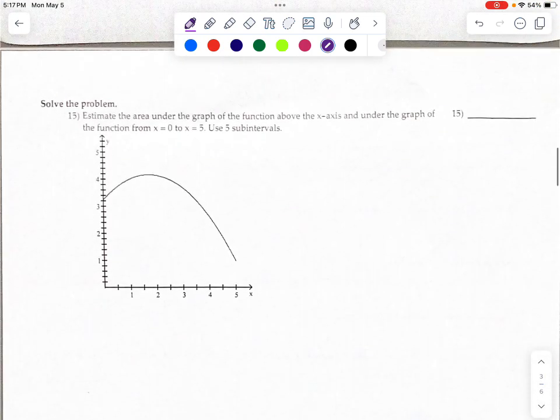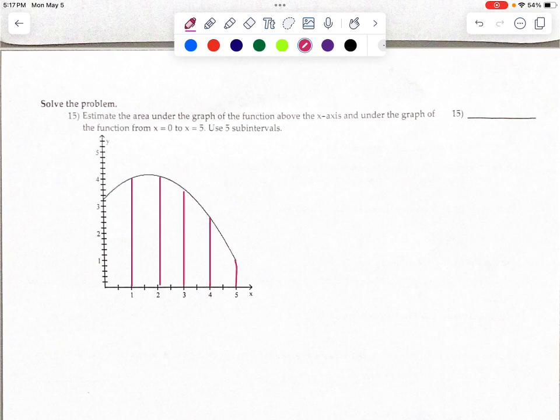And then the last one, we're finding the area under a curve. Here they're asking us to use 5 subintervals. So I'm just going to take my straight edge and, to the best of my ability, draw crooked lines because we know that's all that I'm good at. Here we go.